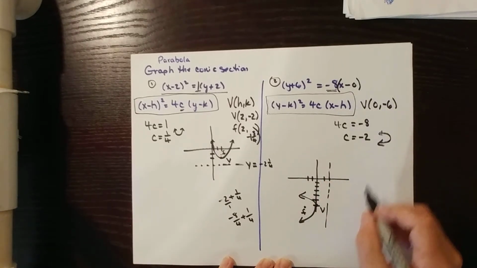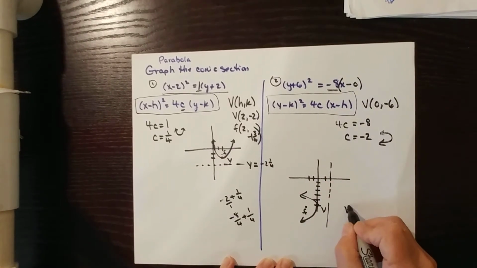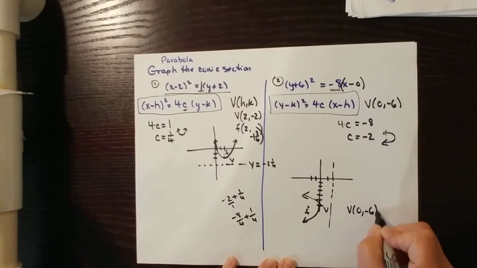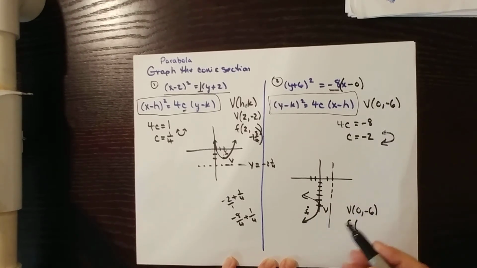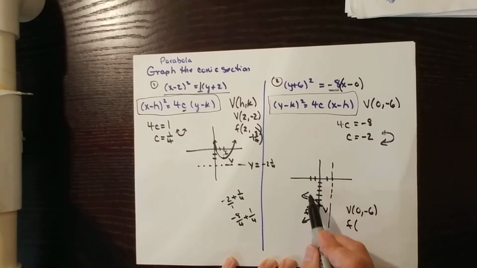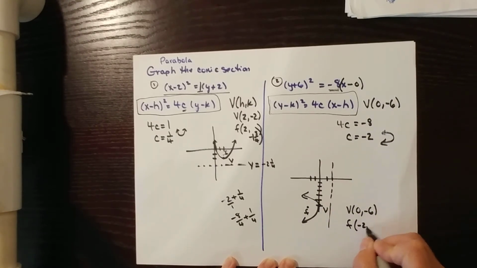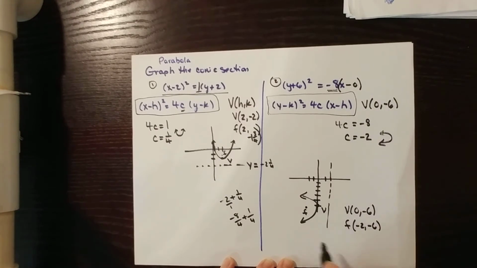So the coordinates of the vertex are (0, -6), but this time I move c units to the left to find my focus. So if I go left, then the coordinates for the focus will be x is -2, y is -6. And then the equation of the directrix is x is equal to, if I move c units to the right, that will put me at x is equal to 2. So that's how you would graph those two conic sections.